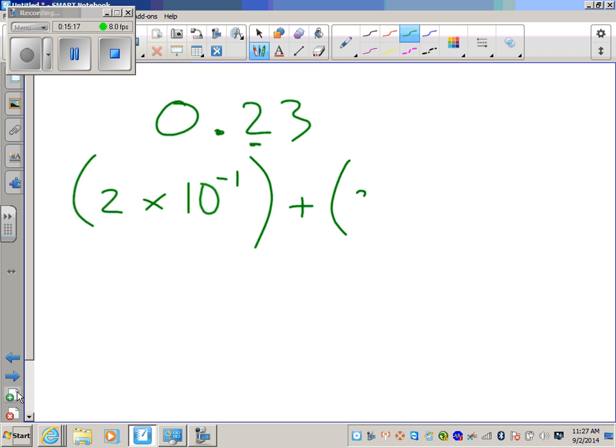Added to the 3. How many places after? 2, so it's going to be what? Negative what? How many places after the decimal is the 3? 1, 2. Are we still going in descending order? Yeah, we are. We're still going in descending order. Yes?